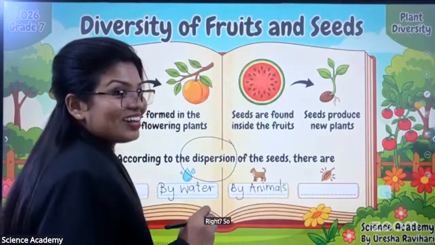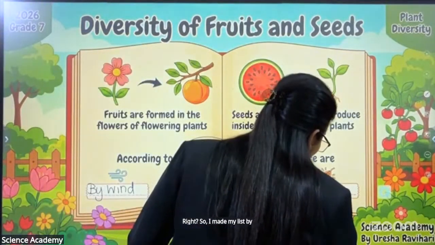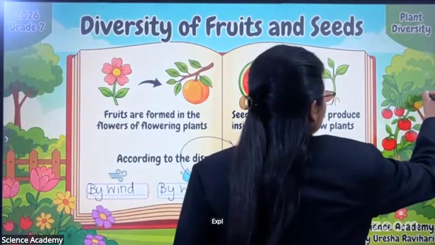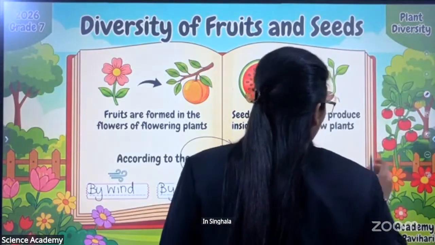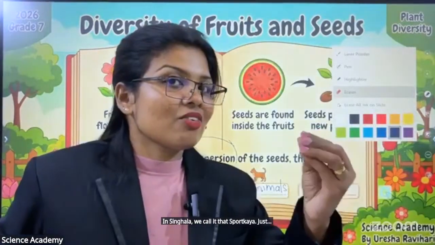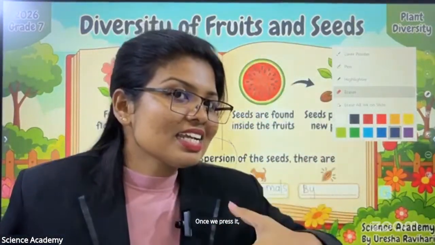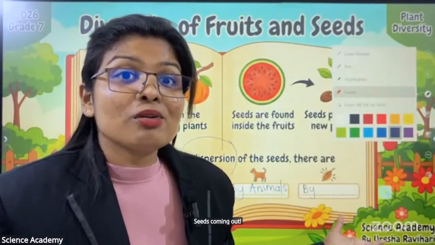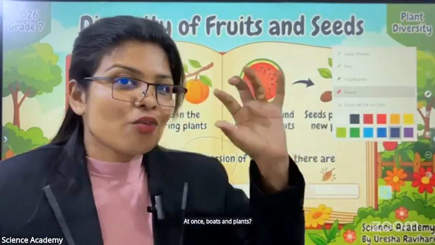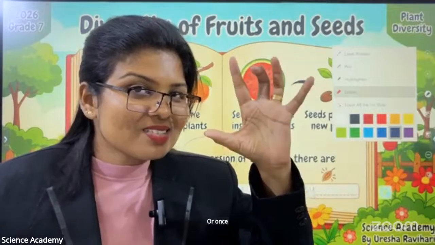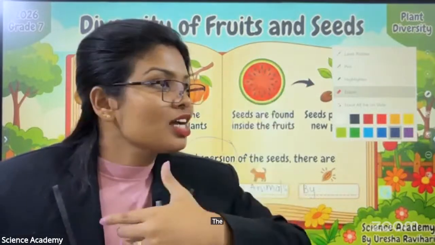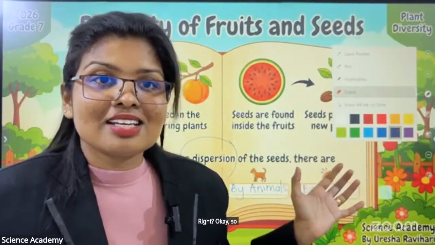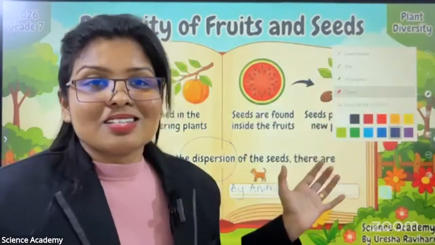Right? The other one is by explosive mechanisms. Explosive mechanisms means, in Sinhala, we call it spotaka yantranaya. Just once we press it, seeds are dispersed. Seeds come out at once. Balsam plant seeds, have you seen? Once you touch it or press it, the pod opens and spreads seeds outside, right? Castor seeds, rubber seeds, castor seeds are also like that.